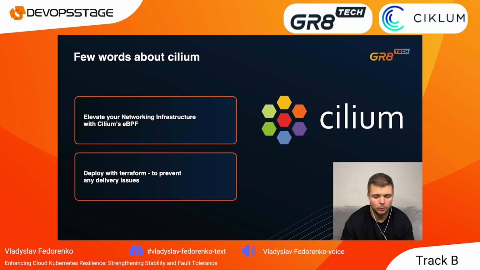Let's talk a few words about Cilium. We deployed Cilium a long time ago to solve the issues with the default Amazon CNI plugin, which had a problem with releasing free IP addresses after pods go out. Cilium solved our problem, and then we discovered that there are a lot of useful features too.